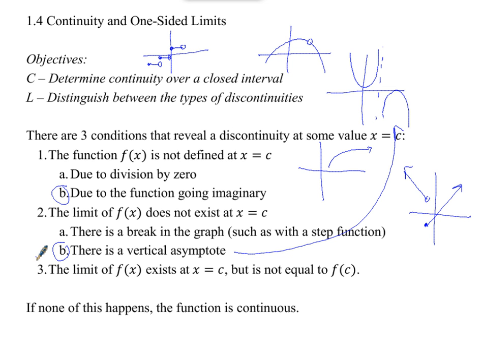This last one, number 3, is kind of an important one. The limit of the function exists at x equals c, but it's not equal to the function at c. And we've had a couple of those on the homework. That's if I have a function that does maybe this. There's a hole there and it continues. So the limit does exist, but the function itself drops down and is specifically that number at that particular point where we're taking the limit, where we have the discontinuity. So that reveals a discontinuity as well. If none of these things happens, then the function is continuous.